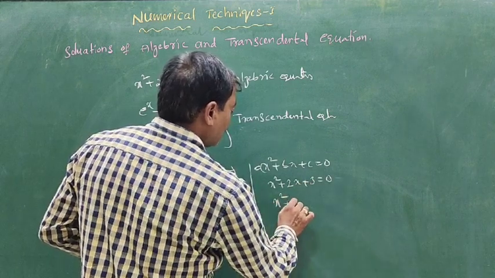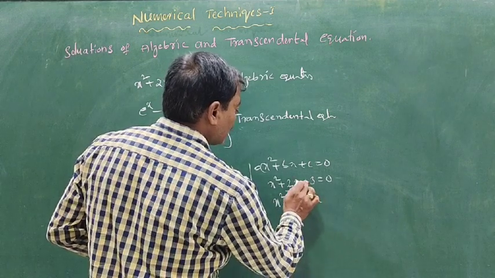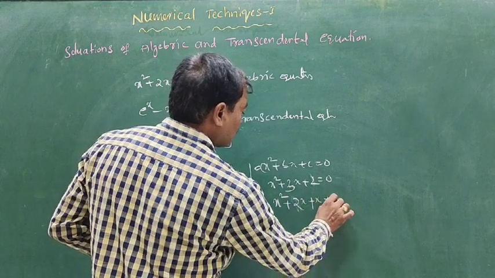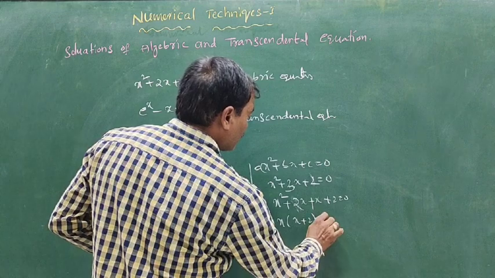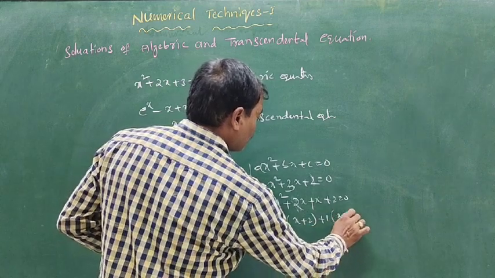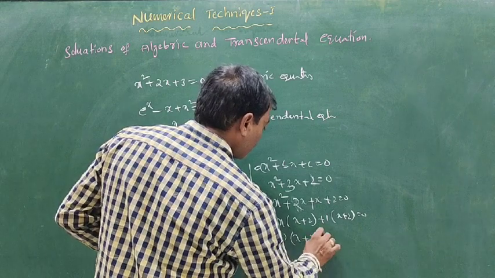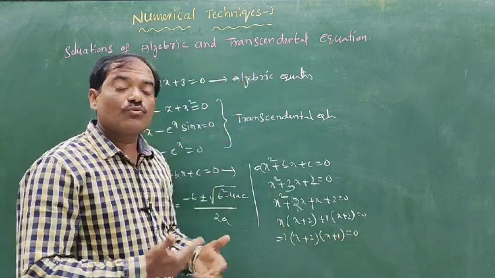x square plus 3x minus x, this is 2x, plus x plus 2 equal to 0. x of x plus 2 plus 1 of x plus 2 equal to 0. So finally we get x plus 2 into x plus 1 equal to 0. Means we have to get the two values.